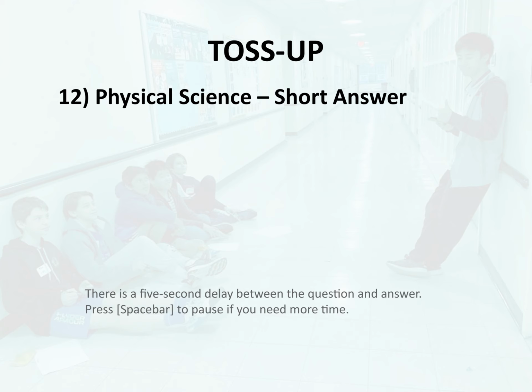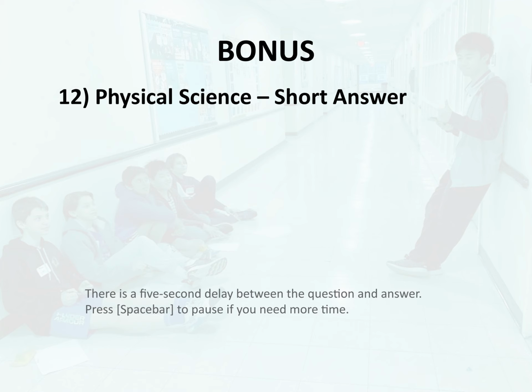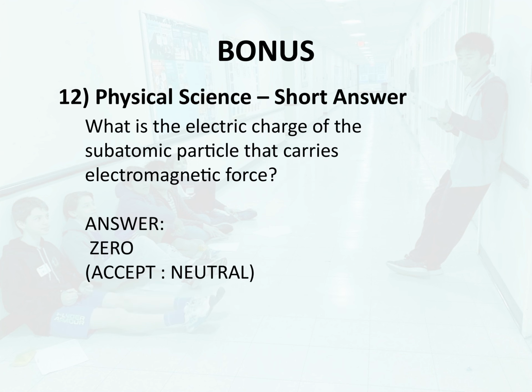Toss-up 12. Physical science, short answer. Kinetic energy of an object is determined by what two properties of the object? Answer: speed and mass. Bonus 12. Physical science, short answer. What is the electric charge of the subatomic particle that carries electromagnetic force? Answer: 0.